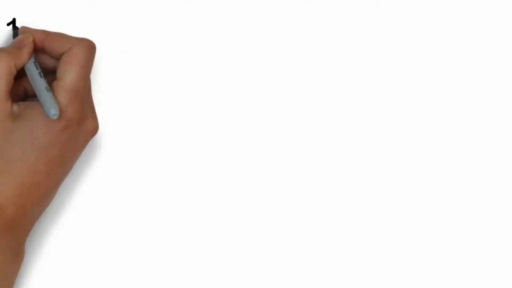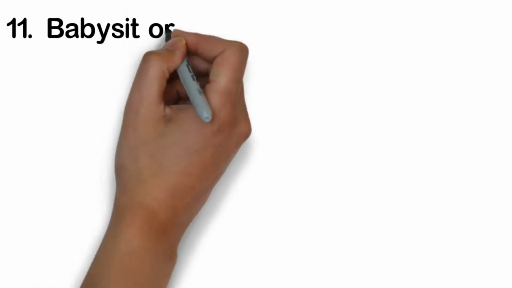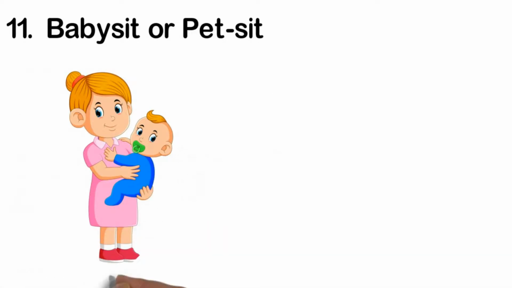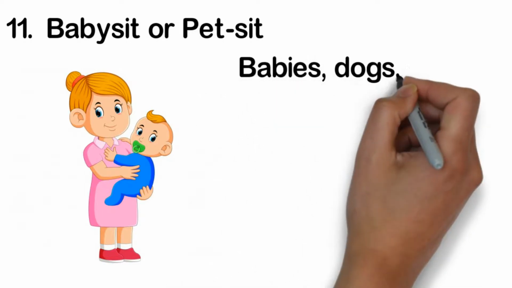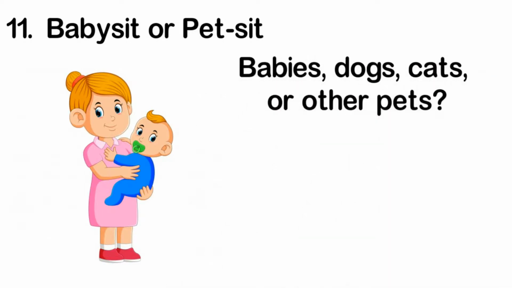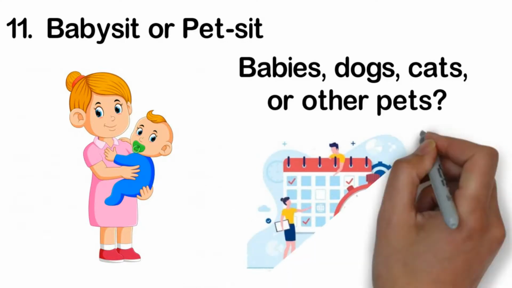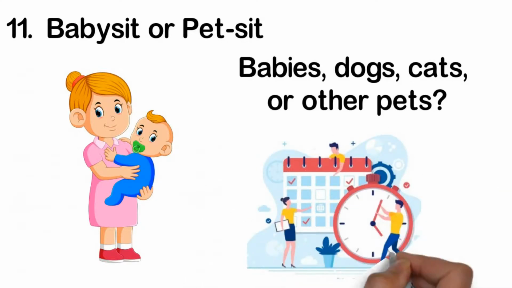11. Babysit or pet sit. Another job for people who like the serenity and calmness of the home rather than commuting and interacting with people at the workplace. So, who are you a fan of, and who do you think you can tackle better? Babies, dogs, cats, or other pets? People have busy schedules. Just like you, they too are busy generating cash. Their kids and their lovely four-legged members need to be taken care of. They hire people for this.